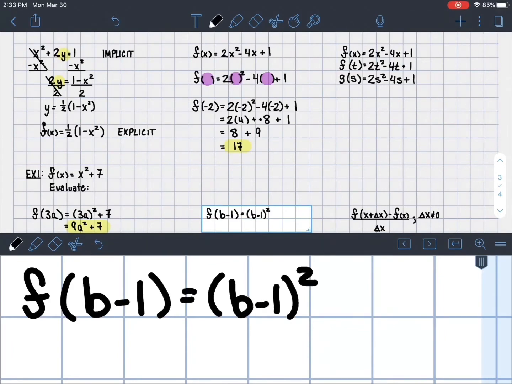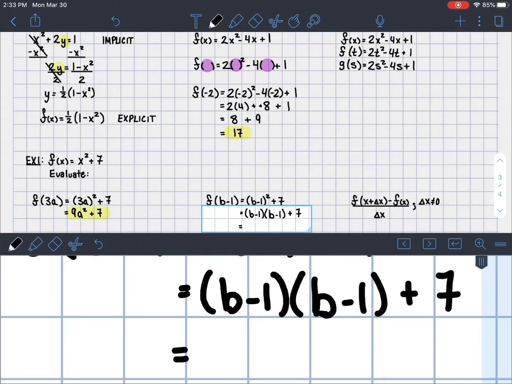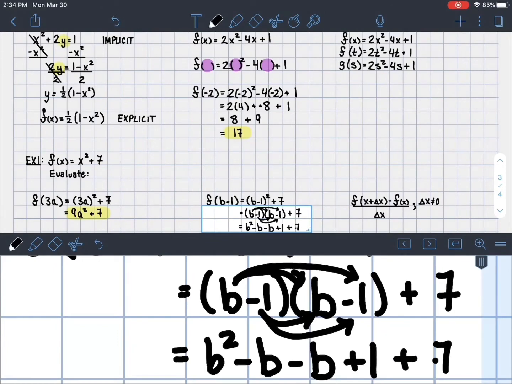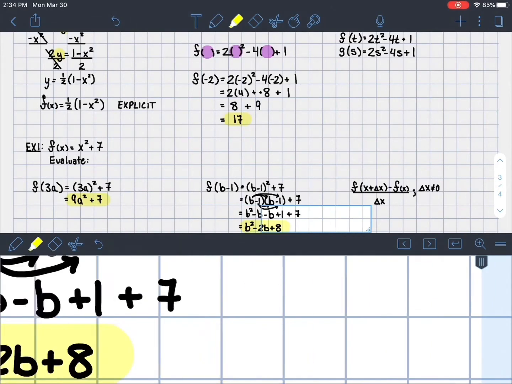B minus 1 is a binomial, so we're going to have to expand this. I'm going to do this by doing a double distribution instead of a normal FOIL. So I'm going to distribute b from the first binomial into both b and negative 1 in the second binomial. So that'll be b squared and minus b. And then I'll distribute negative 1 into the second binomial. Negative 1 times b is negative b. And negative 1 times negative 1 is positive 1. There's also a plus 7 on the end. Now I can just collect all of my like terms together, and traditionally, we always put the variables in descending order of degree. So the b squared first, then the b term, then the constant.